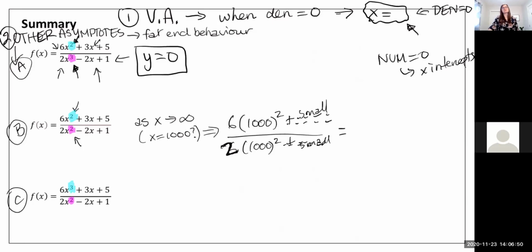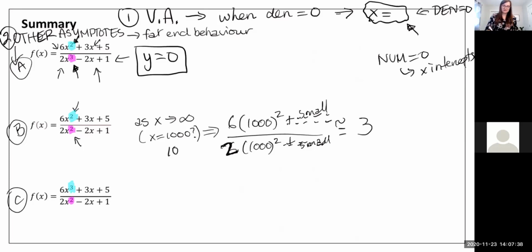So what do you think this is going to approach? 6 times something of a similar size as 2 times that something. 6 over 2 is 3. It's going to get closer and closer to 3. You can try it. You can plug into a table of values. Maybe just try 10. Maybe 10 is easier to convince you.